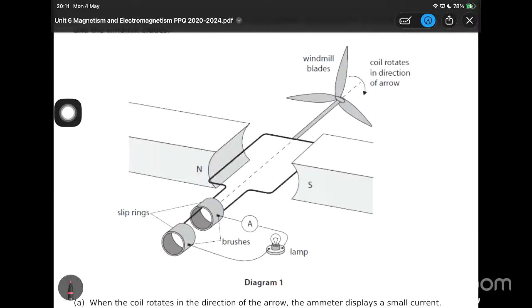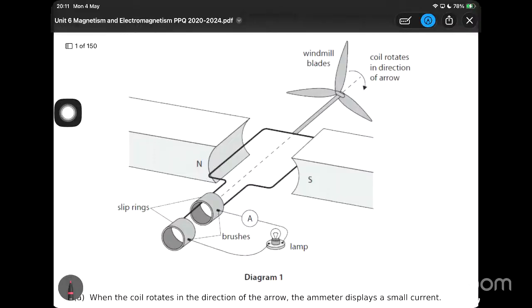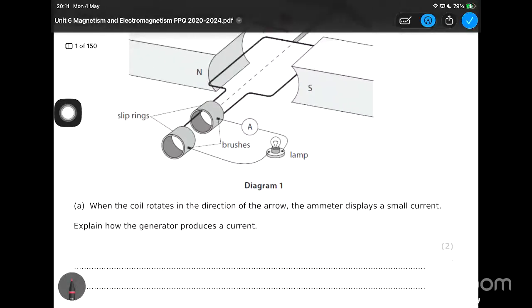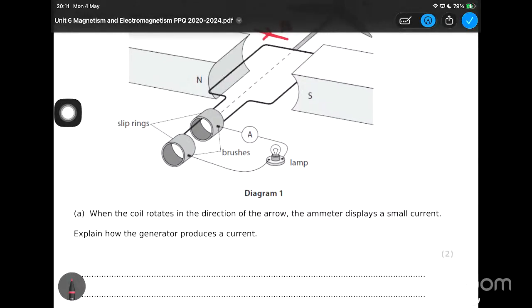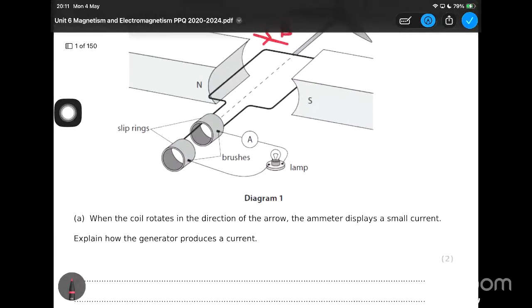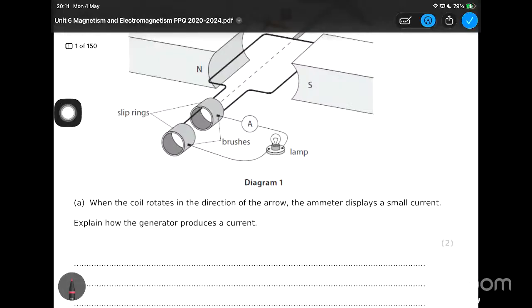So before reading the other stuff, we'll just draw the direction of the magnetic field. So this is going to be the direction of the magnetic field, right? When the coil rotates in the direction of the arrow, the ammeter displays a small current. Explain how the generator produces the current. So 2 marks are allocated there, right? When the coil rotates in the direction given, the ammeter displays a small current. A small current on the ammeter means there's a current flowing through it as well. I don't know about the direction, so for the moment I will say it like this, right?